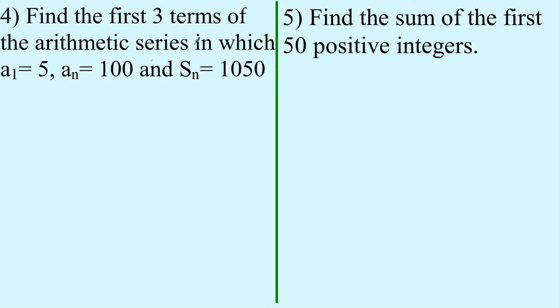So here, we want to find the first 3 terms. Well, we lucked out, we got the first term. We only have to find 2 more. So let's think about this. A sub n, we know that equals 100. Well, a sub n is also a formula: the first term plus the difference times n minus 1. Remember, this is arithmetic. And s sub n also has a formula.